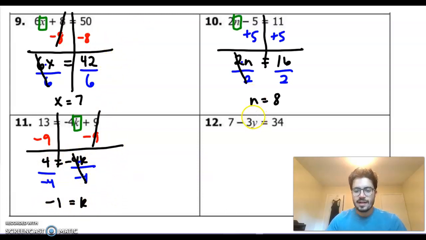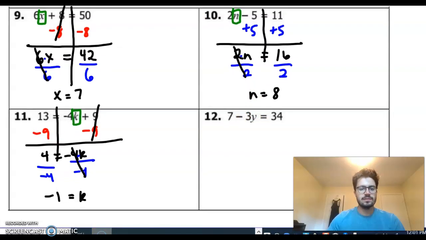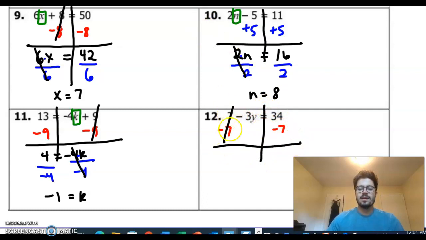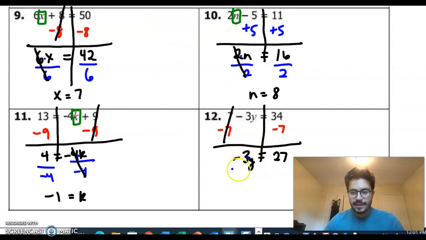Okay, and one more example. I want to get the y by itself. Okay? What do I have to do first here? Well, I have to get rid of this 7. This is a positive 7. Okay? So I'm going to subtract 7 from both sides. 34 minus 7 is 27. And then I still have the negative 3y. Now I have negative 3 times y. I need to get rid of the negative 3. I'm going to divide by negative 3. My y is equal to negative 9.